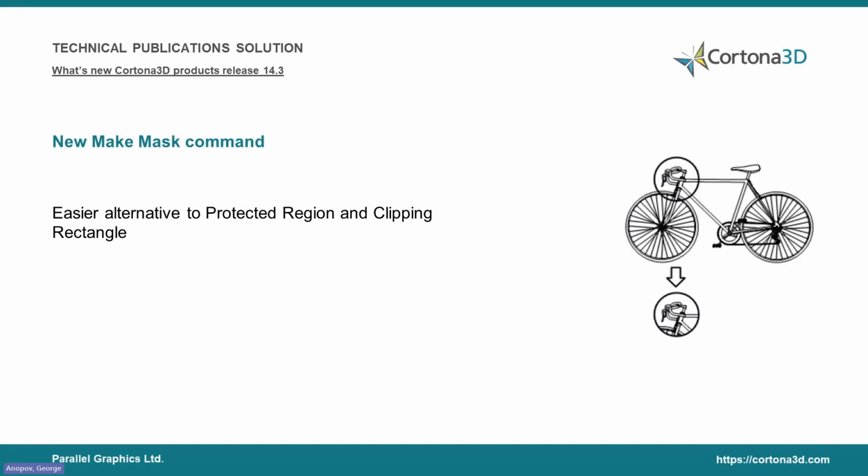Another new feature in Cortona 2D Editor Pro is a command called Make Mask. With it, you can quickly limit visibility of image elements without removing them. This command is a substitute for the existing commands called Protected Region and Clipping Rectangle. Unlike these two, the new Make Mask command is much easier to use.